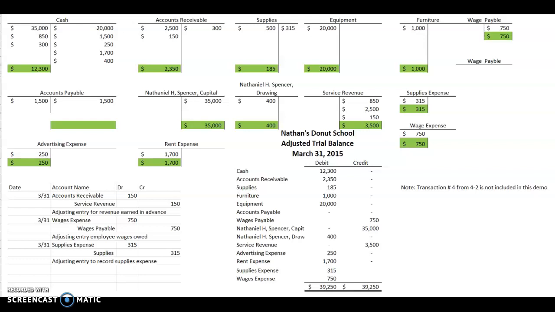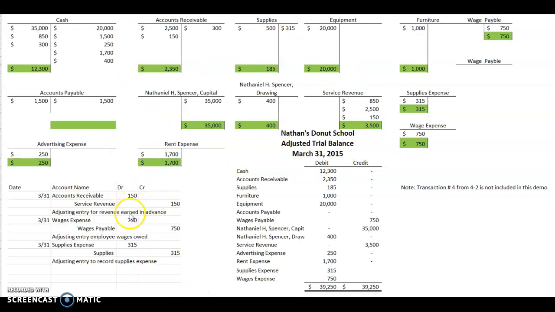Once we have completed our adjusting journal entries, we post those adjusting journal entries to each of our T accounts. Again, posting is just copying the amount to the same column in the T account. So our accounts receivable had a debit of $150. I'm going to debit accounts receivable for $150. Service revenue credit of $150, credit service revenue for $150.